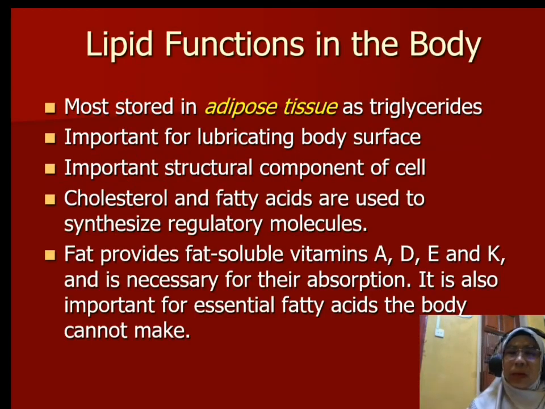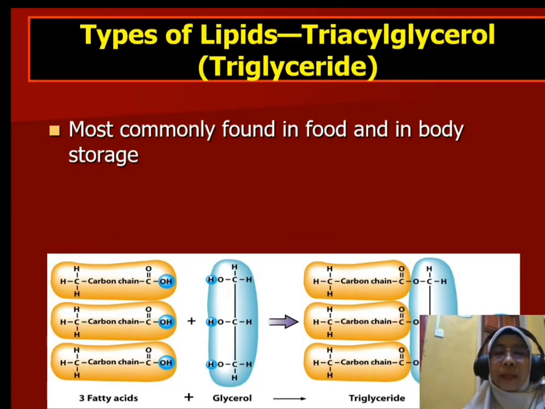Okay. What's lipid function in the body? Most is stored in adipose tissue as triglycerides, important for lubricating body surfaces and an important structural component of cells. Cholesterol and fatty acids are used to synthesize regulatory molecules. Fat provides fat-soluble vitamins A, D, E, and K, and is necessary for their absorption. And it's also important for essential fatty acids the body can't make. Okay, most commonly found in food and body storage. This is triglyceride.